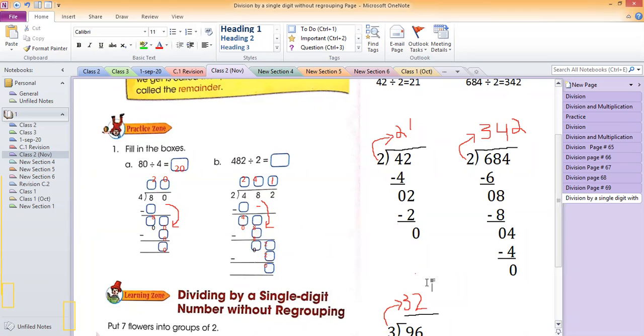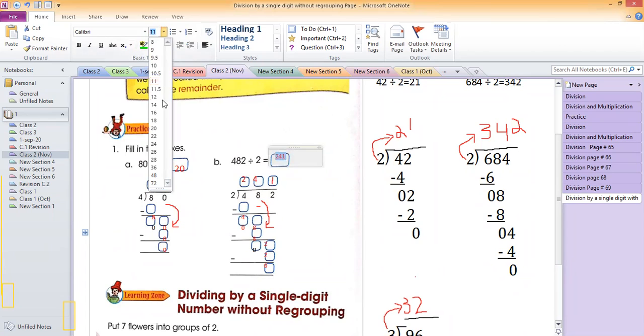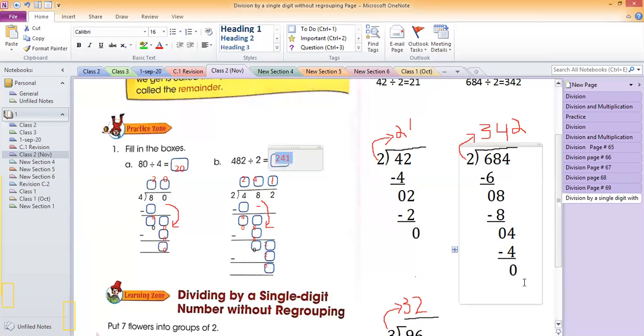So this is your answer, guys. When you divide 482 by 2, you get the answer 241. This is your answer. I hope you understand, guys.